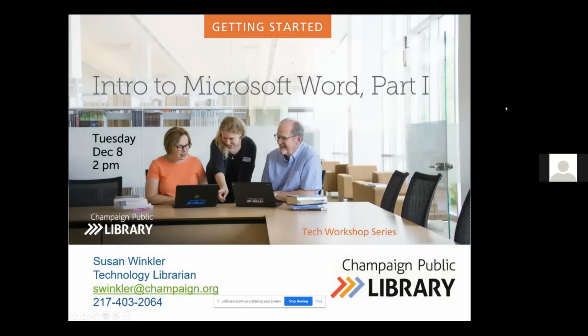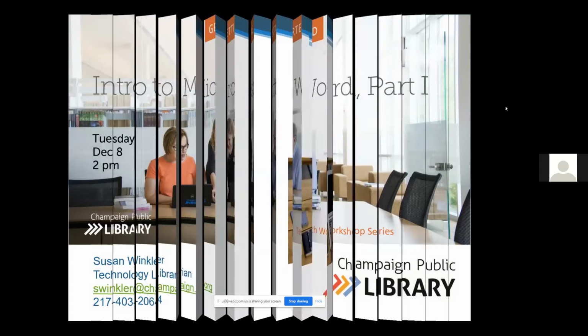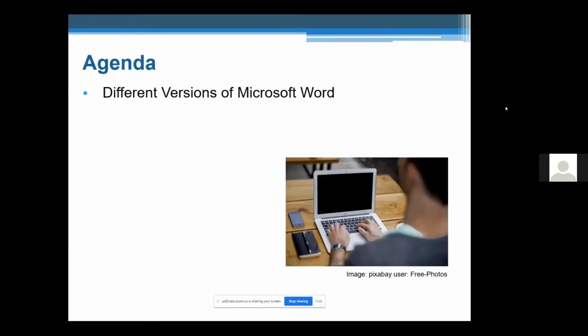All right, so today's class, as we said, is Intro to Microsoft Word Part 1. What we'll cover today is the different versions of Microsoft Word, because there are several versions now. There are versions that are cloud-based, meaning that you need an internet connection to make them work. And there are also versions that you can use on your computer, that are only installed on your computer, and you don't need the internet to access them.